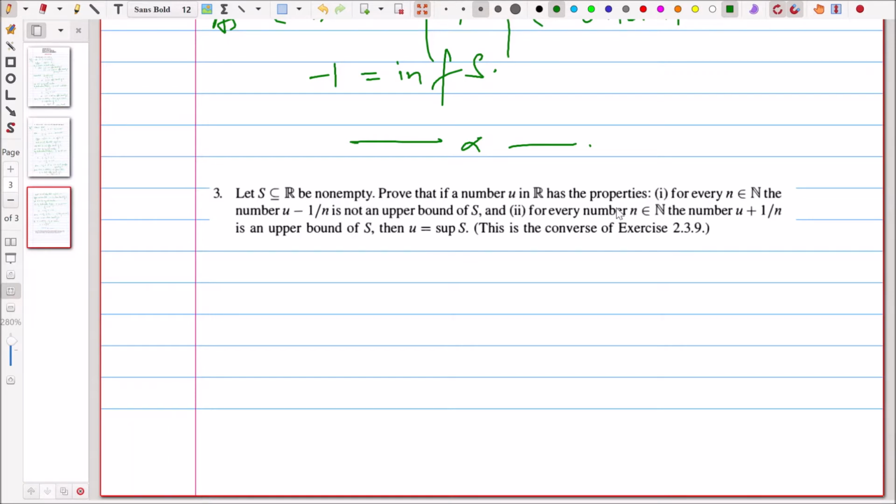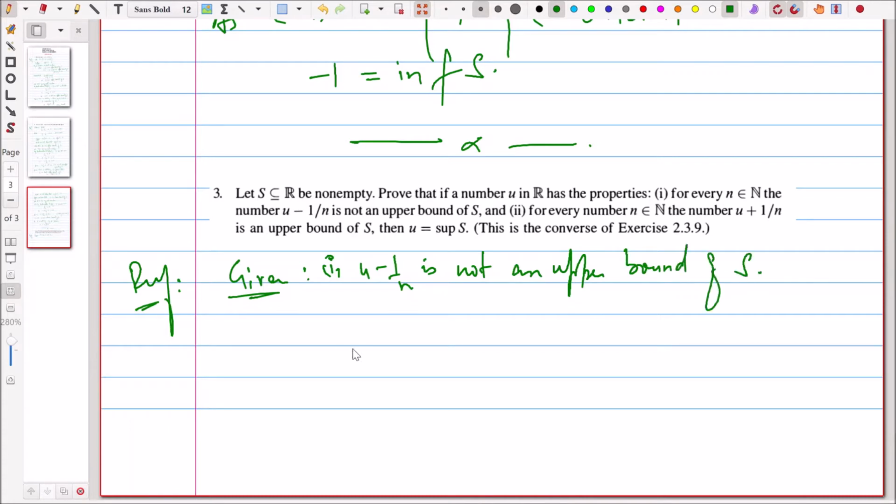So for every n belonging to N, the number U plus 1 by n is an upper bound of S, and then we have to show that the supremum of S is equal to U. So let us start its proof. Given: U minus 1 by n is not an upper bound of S.